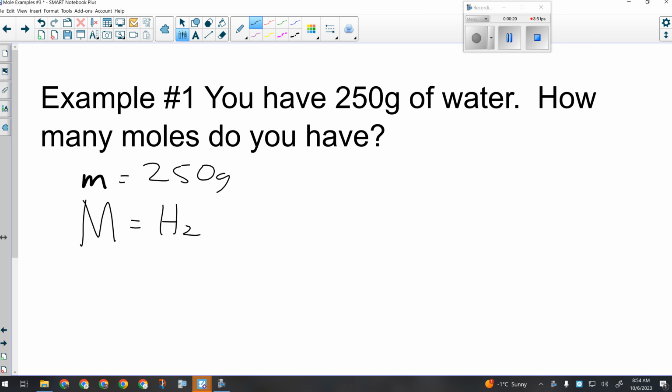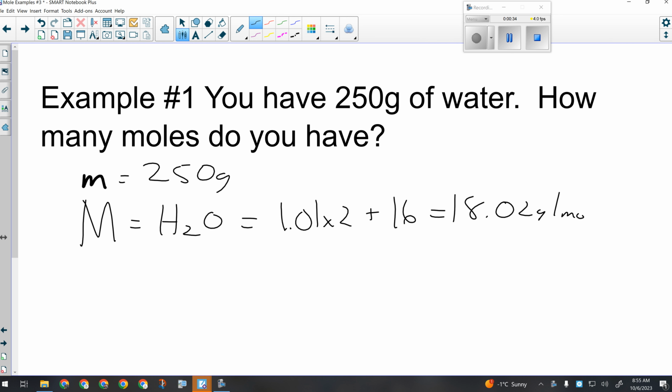Okay, we know water is H2O. How many hydrogens? 2. So 1.01 times 2 plus 1 oxygen, 16, 18.02 grams per mole, for our molar mass. We are looking for how many moles there are in that 250 grams.